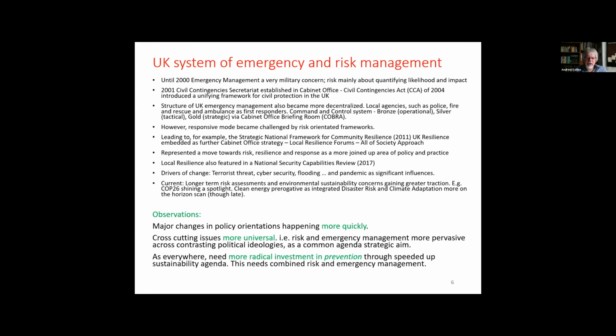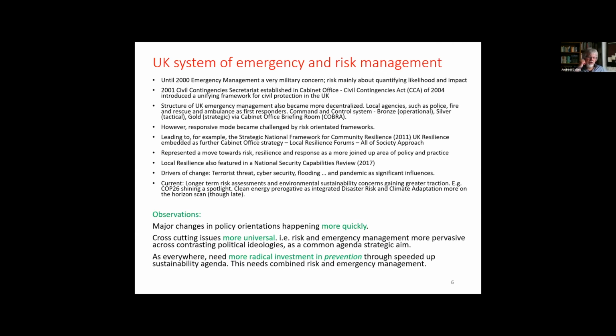So this is a bit detailed, and you have the slides to refer back to later. Perhaps I need to watch my time here, so I'll not go into great detail on this. The key point is about looking at any one system in any part of the world, and I've chosen the UK system here because that's where I'm based. I think we can say quite clearly that up until about 2000, we had a more militaristic conception of emergency management, with risk mainly about quantifying likelihood and impact, and the military being involved if something was very large.